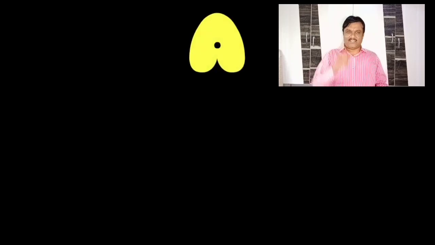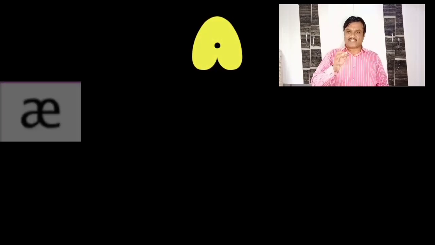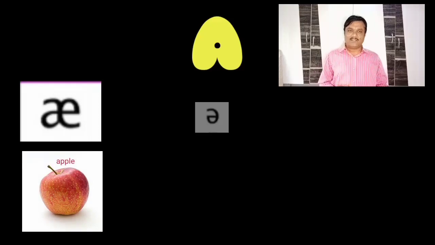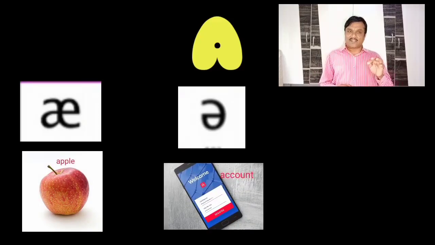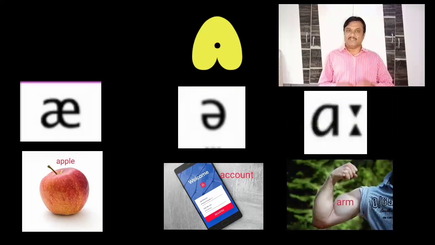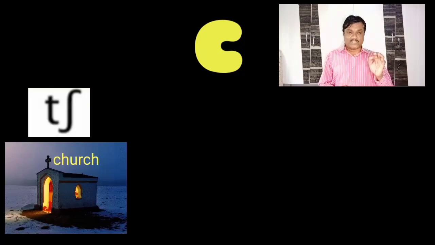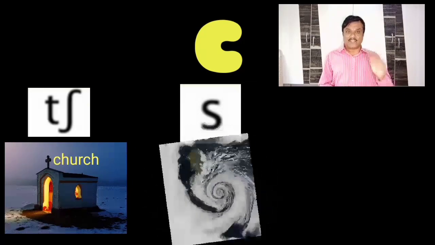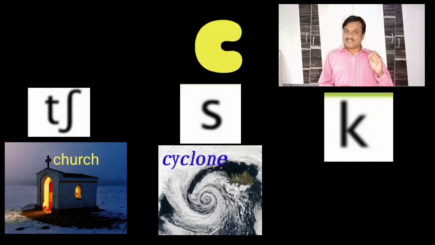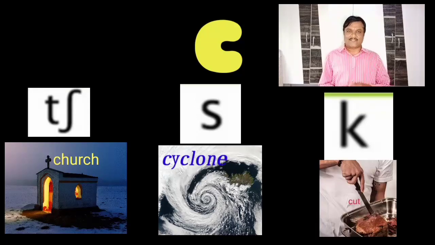Well, let's see an example. Take a letter A. A can be pronounced as A in the word apple, A in the word account, and R in the word arm. Similarly, the letter C can be pronounced as Ch in the word church, S in the word cyclone, and K in the word cut. So friends, we have seen that the same letter produces various sounds.